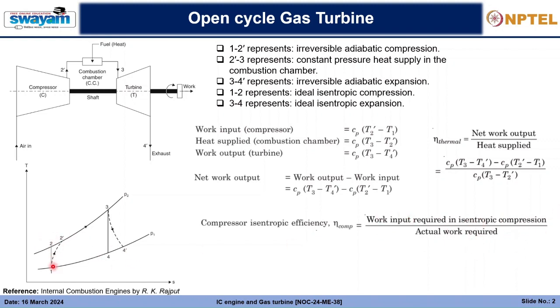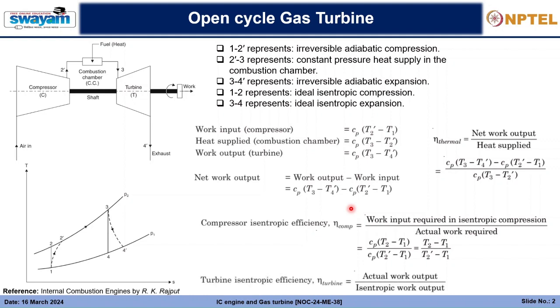The work input required in an isentropic compression is between 1 and 2, so that is Cp(T2 minus T1), divided by Cp(T2 dash minus T1). So that is equal to (T2 minus T1) divided by (T2 dash minus T1). That formula we will use in many cases of the problem, rather in all cases, because in all cases we do not have an isentropic process, we rather have an irreversible adiabatic process, and in those processes we require an isentropic efficiency.